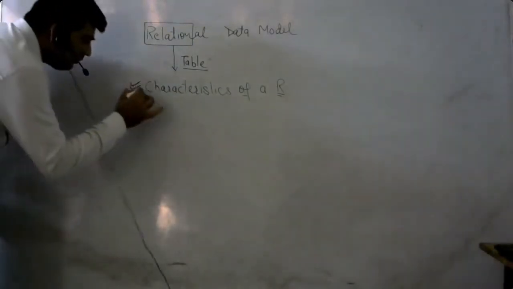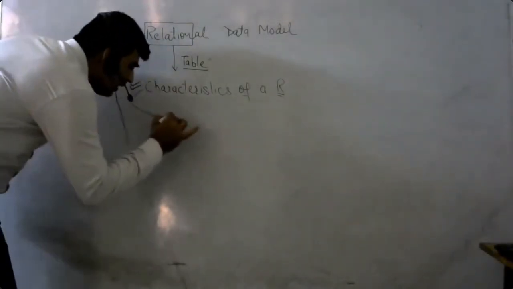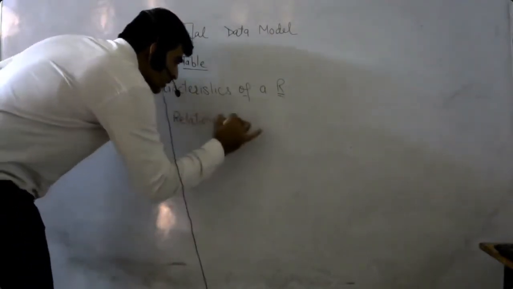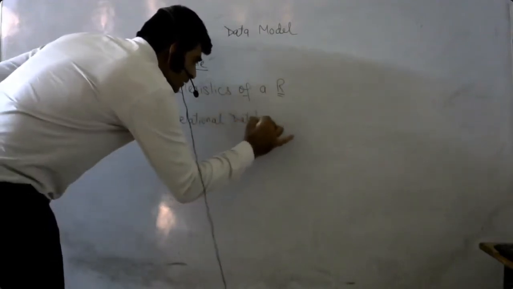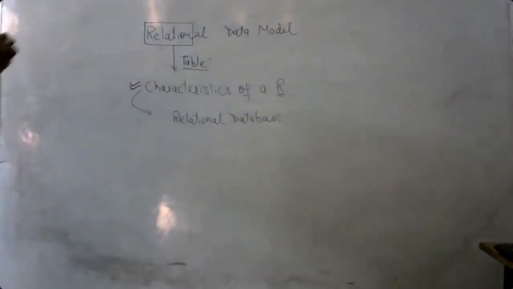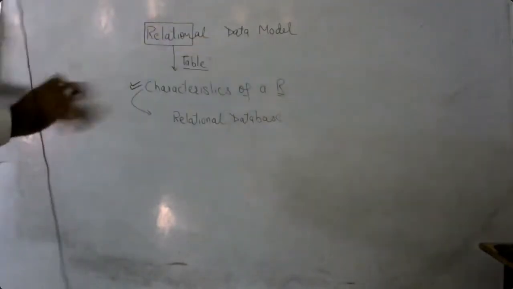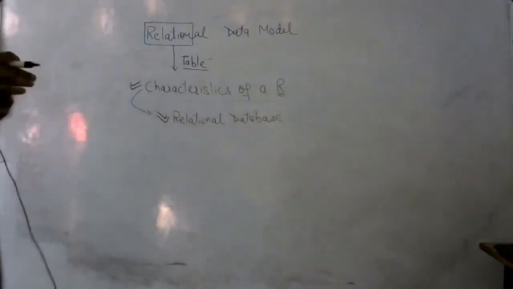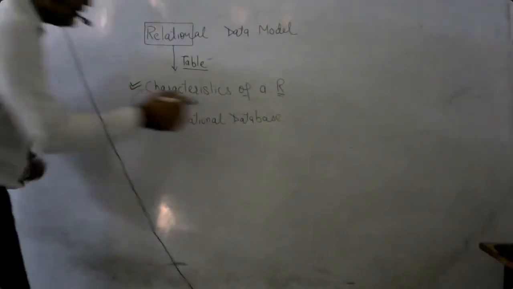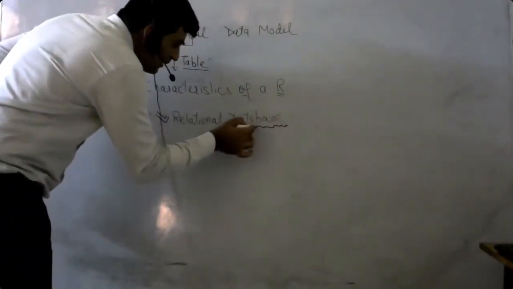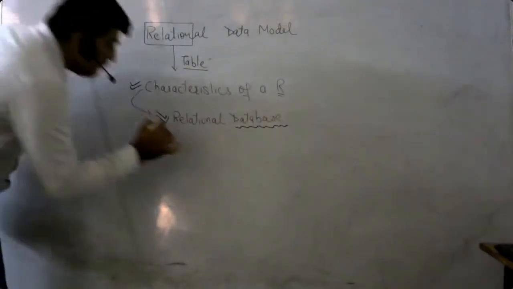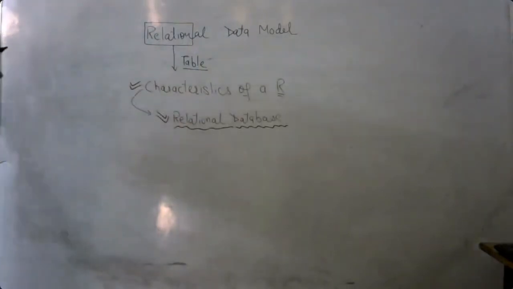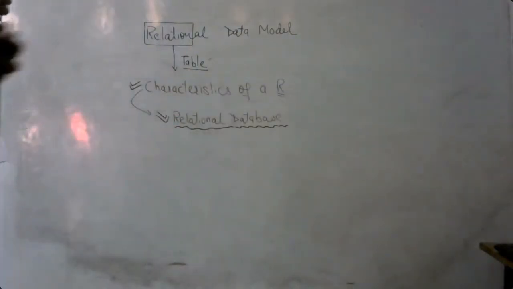Moving forward, we will cover what we mean by relational database. Yesterday we covered the relational data model, but today we need to talk about what a relational database is. When we talk about relational database, we will first cover what a database is, and then relational database, because relation we have covered yesterday.